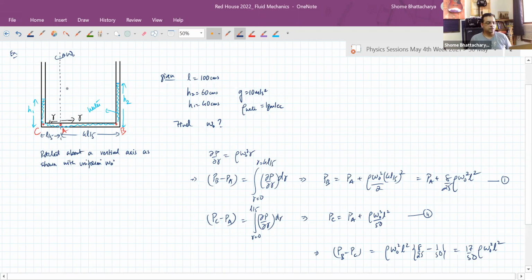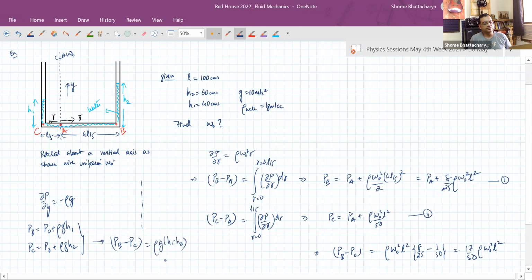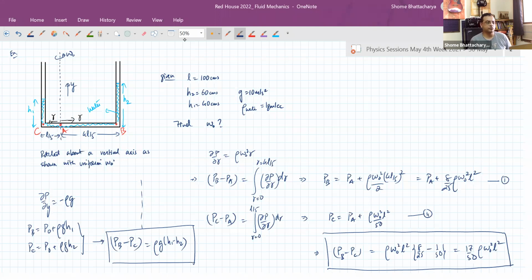Now using the vertical pressure gradient, take this as your vertical axis. Using that relation, you can see here that the pressure at B will be atmospheric pressure plus rho g H1. From these, you can see again the same pressure difference in terms of the vertical gradient, and therefore the height differences of the liquid columns above is this. Now you have to relate this equation with this relation, and we'll get omega from this. So this is the general method of solving it.